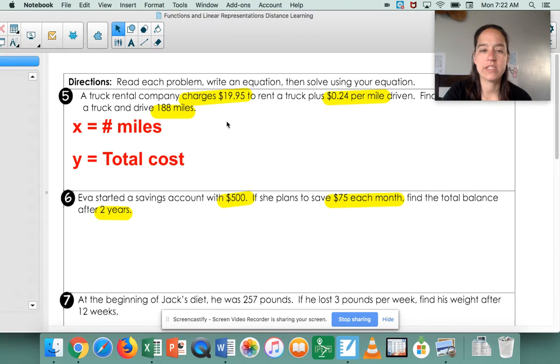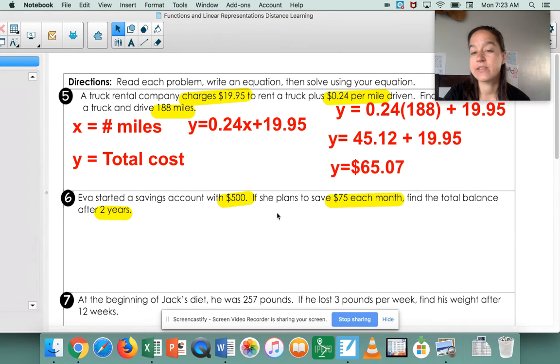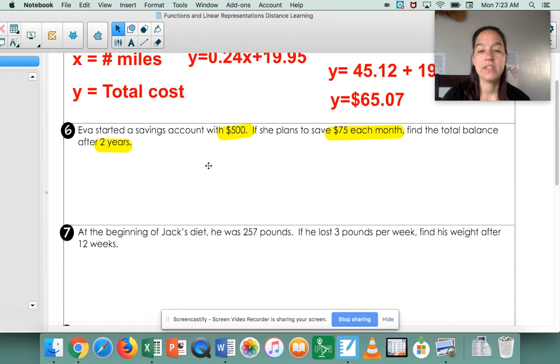So we took this slope intercept form that we could create, again, y equals mx plus b. M, the slope, was our rate of change, because rate of change and slope are just another way of saying the same thing. So we put 24 cents x plus 19.95. When it asked about 188 miles, we plugged it in and solved it. This allowed us to take a word problem, plug something in, and figure it out.